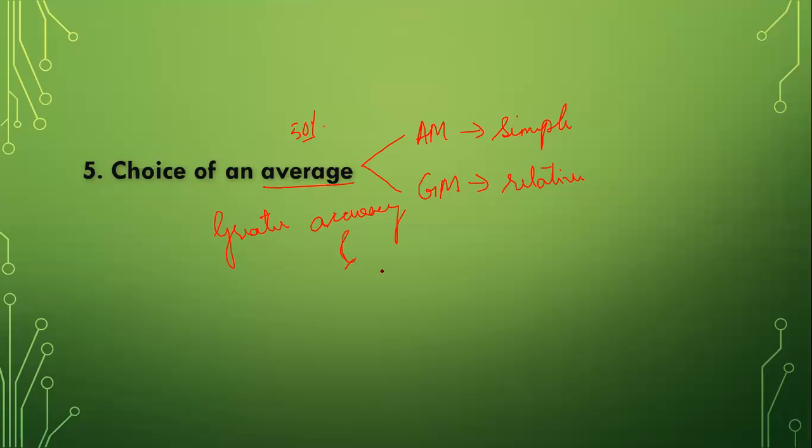Accuracy and precise results. Okay, so you can easily set particular weights and you can get the precise or correct results. So when you select a particular choice of an average, you should again keep in mind the particular objective, and only then can you set a particular average and use a perfect or precise method for the calculation of average. That is the 5th point, that is choice of an average.